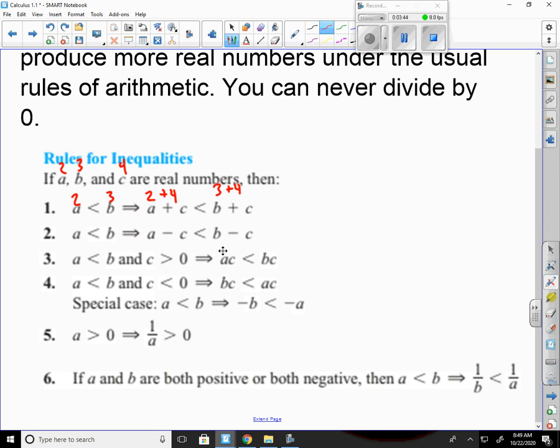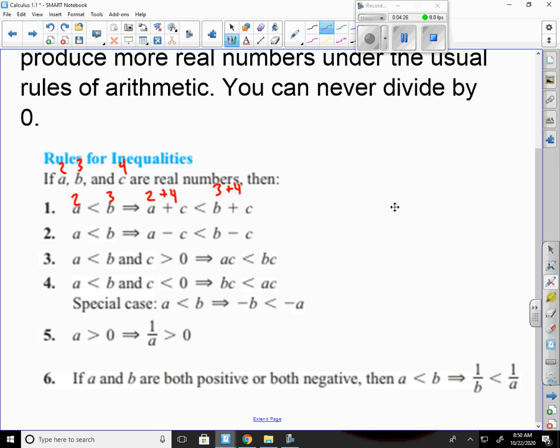So this is some hard stuff. If A is less than B, then A minus C is less than B minus C. I think we can all agree that that's going to be true as well. If I subtract the same number from both sides, if A was less than B, and I'm subtracting the same thing, it's still going to be less than B. Number 3, A is less than B, and C is greater than 0, then A times C is less than B times C. Kind of the same thing there.